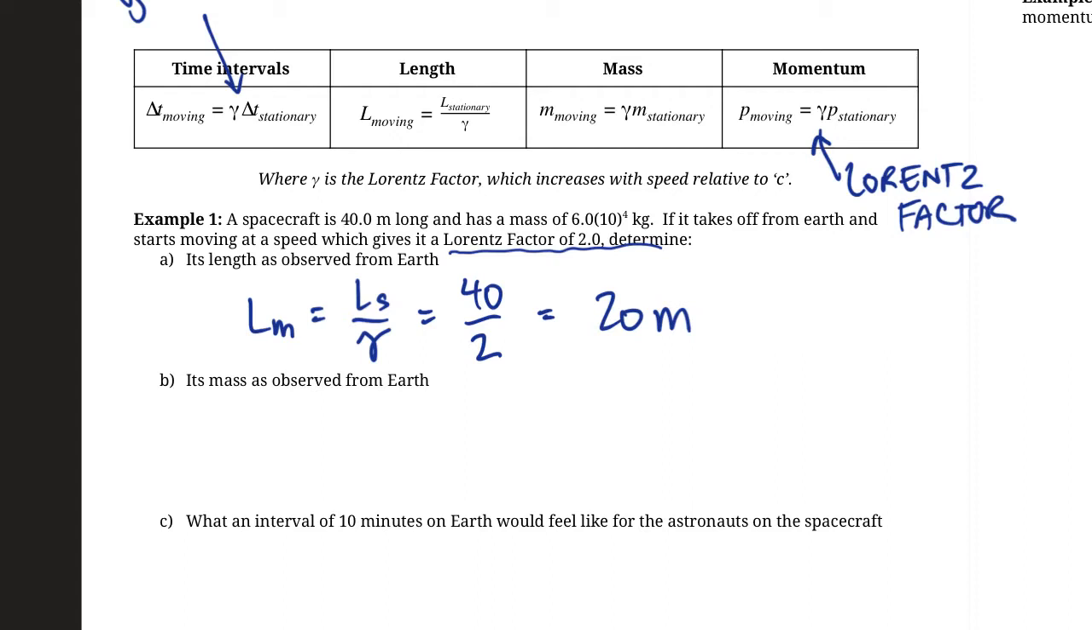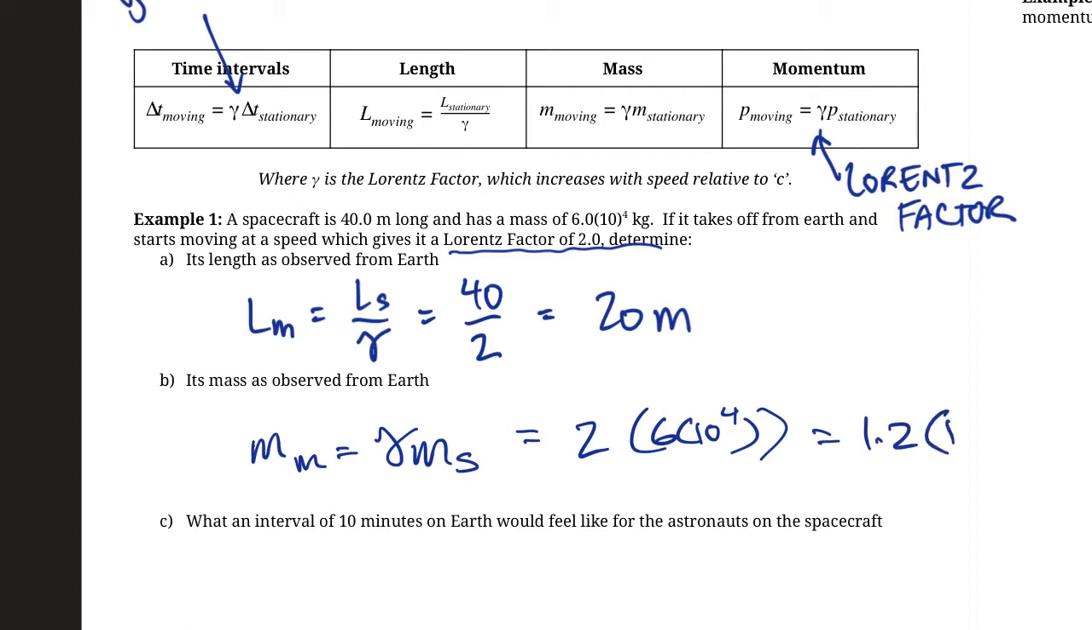What would its mass be? Well, its mass is going to increase, right, if it's moving. It's going to be gamma times the stationary mass, or sometimes we call that the rest mass. So it's just going to be 2 times 6 times 10 to the 4, which will be 1.2 times 10 to the 5 kilograms. So basically double in mass.